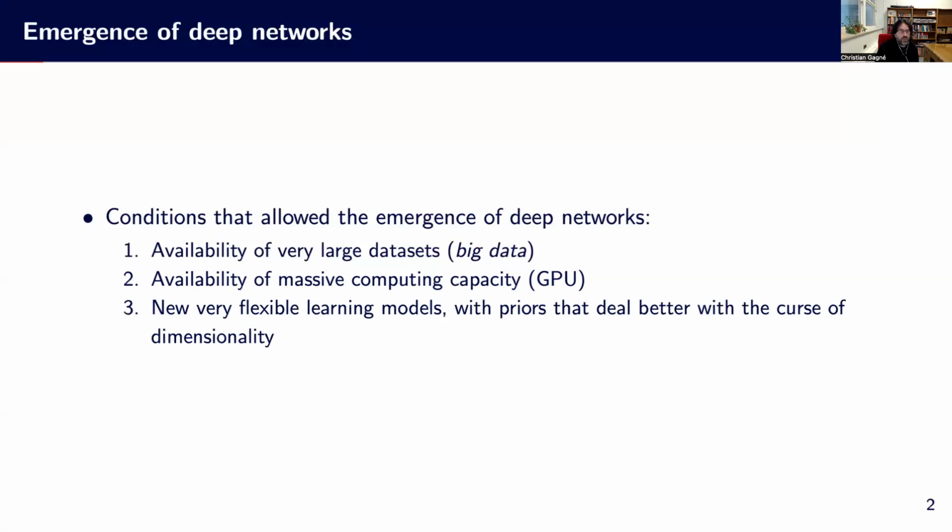And the third condition is that we saw the emergence of new flexible learning models with priors that allow us to deal better with the curse of dimensionality. An example of that is convolutional neural networks. These are neural networks that were proposed to deal with images first, and they are quite fit for that.